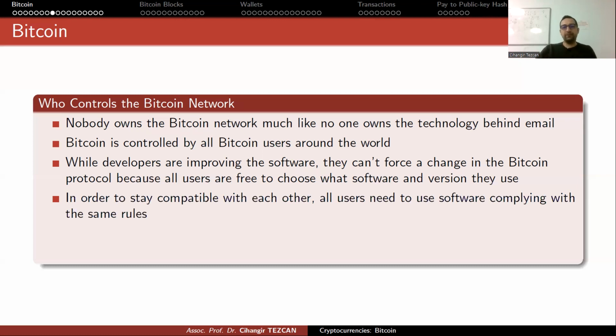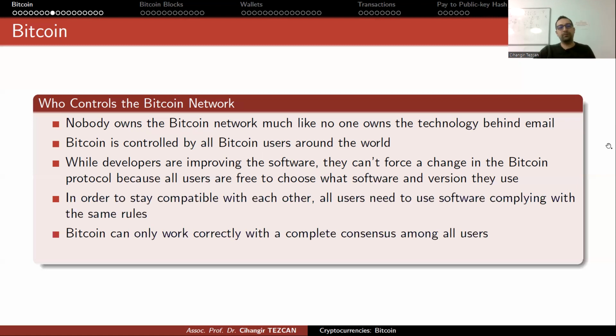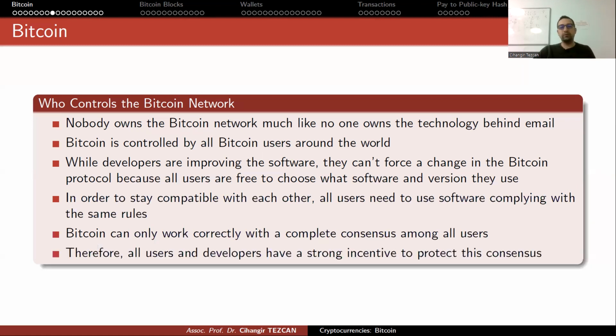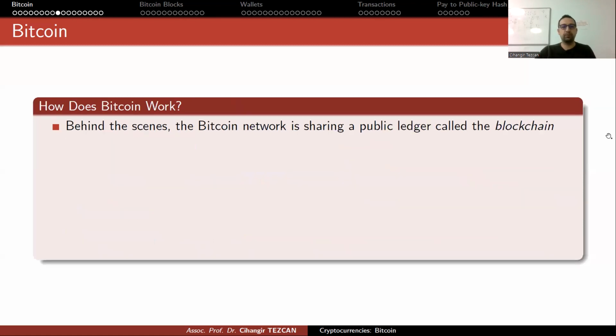In order to stay compatible with each other, all users need to use software complying with the same rules. Bitcoin can only work correctly with a complete consensus among all users. Therefore, all users and developers have a strong incentive to protect this consensus. This is one of the reasons the system works, actually.